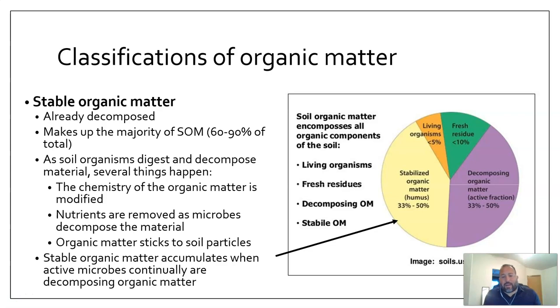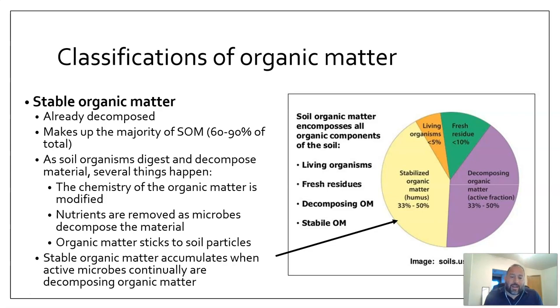Your stable organic matter, that's your organic matter that's already decomposed. So that would be that OA designation, where you can't really recognize what it came from. It's just kind of organic matter. This makes up the majority of soil organic matter, so anywhere between 60 to 90% of the total.